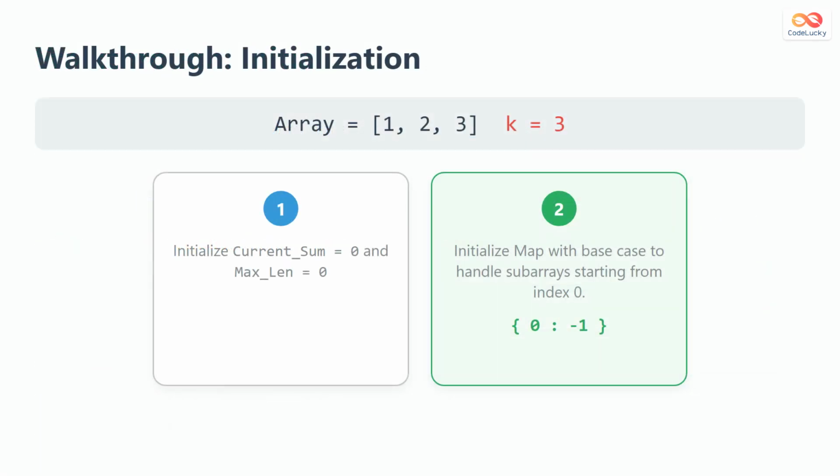Let's walk through an example with an array 1, 2, 3, and a target k of 3. First, we initialize our current sum to 0 and max length to 0. Then, we initialize our hash map with a base case, key 0 with value -1. This handles the edge case where a subarray starting from the very beginning sums to k.